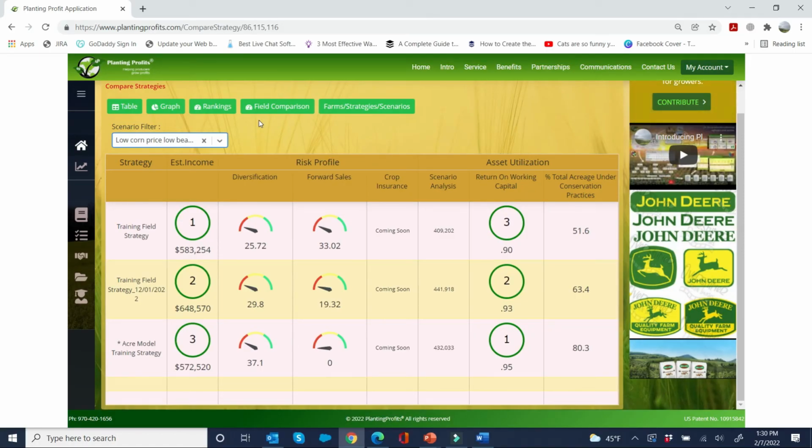Another view for comparing strategies is rankings. Rankings shows where each strategy ranks in terms of the 3 management objectives: income, risk, and asset use.